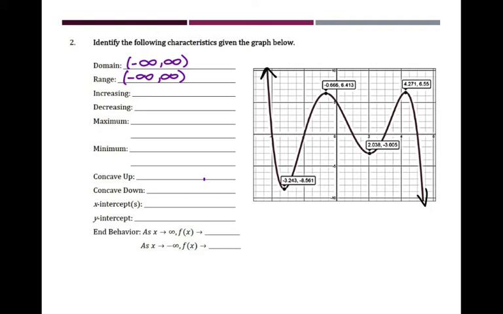Now again, I'm going to go ahead and travel along my graph to see where I'm increasing or decreasing. So going from left to right, as I travel, I'm going down, so that's decreasing. And then at this point, it switches from decreasing to increasing. At this point, switches from increasing to decreasing. At this point, switches from decreasing to increasing. And then finally, back to decreasing.